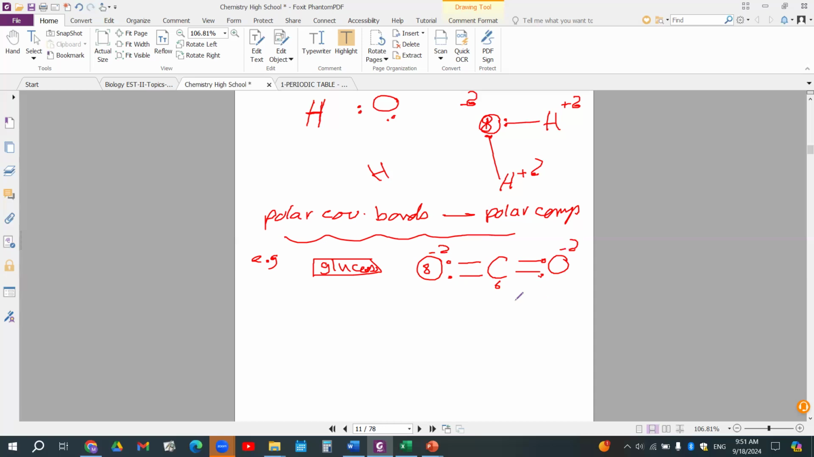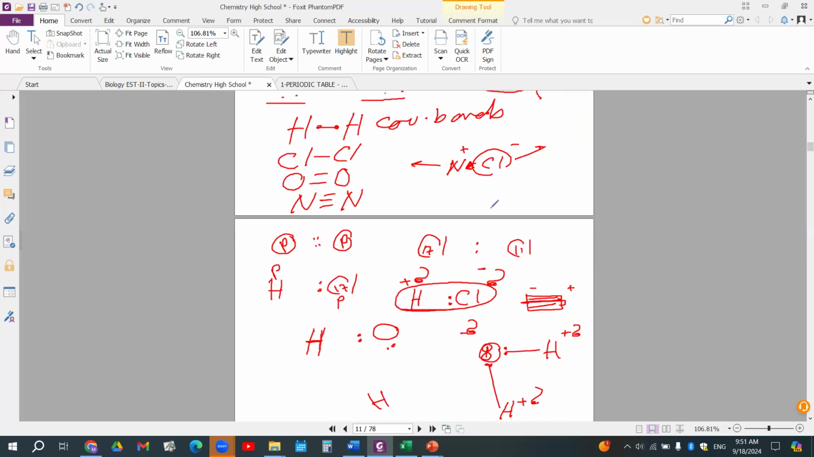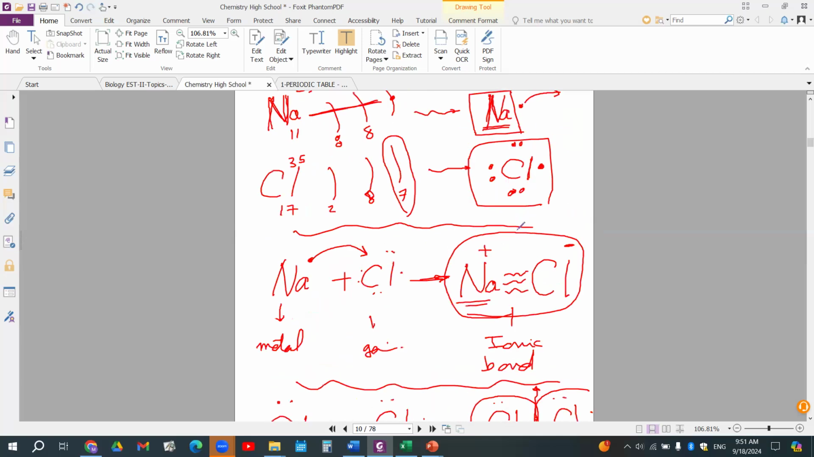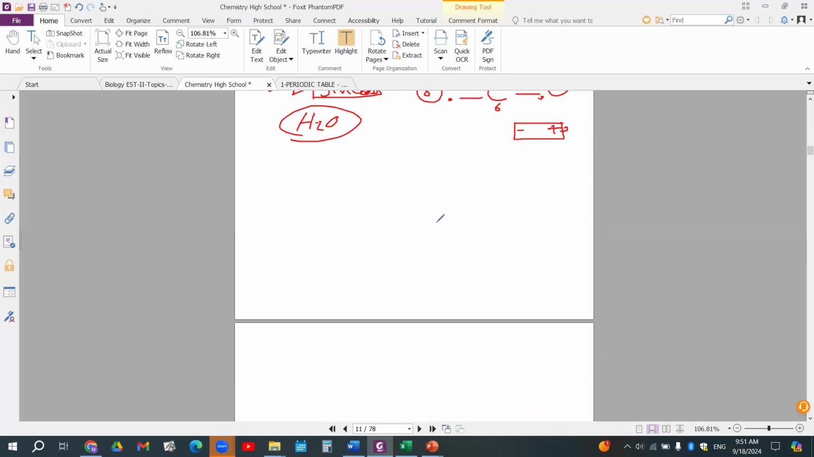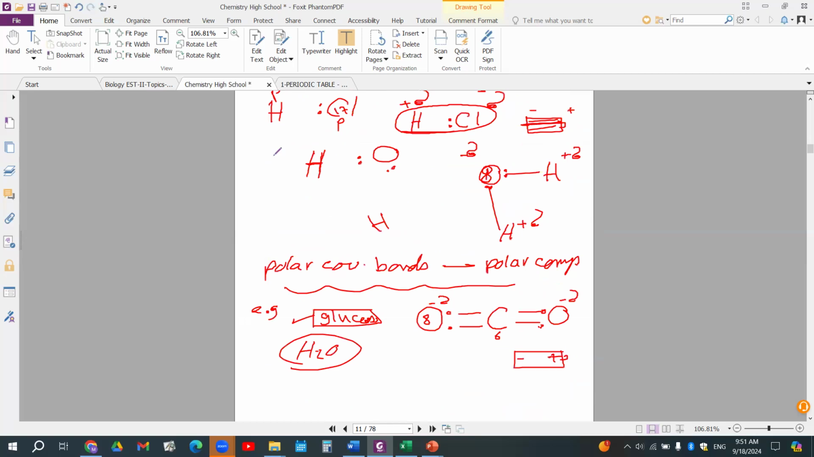When you find one side positive and another negative, this is called polar, but carbon dioxide is non-polar. Anyhow, glucose is polar. Water is very, very polar. It's a very polar compound. So we don't say water polar, we say hydrogen bonds.